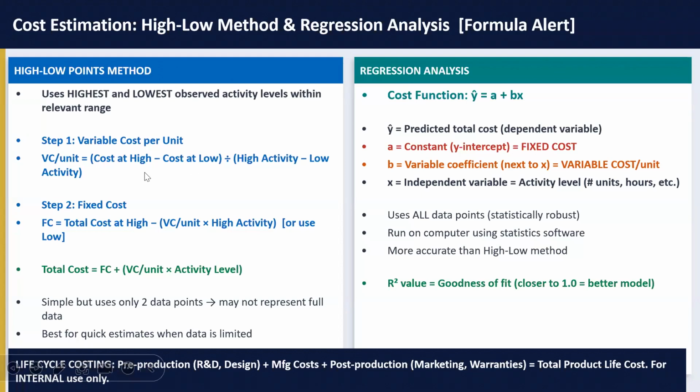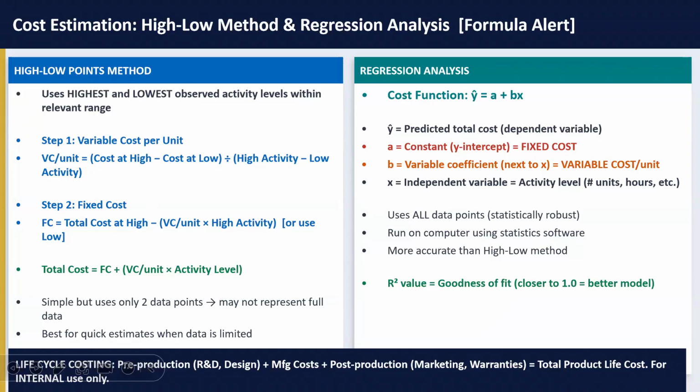At that point of time, how do you calculate? First up, you will have to calculate the variable cost per unit. How to calculate? Among the 10 months of data given to you, find out the highest cost or highest value, minus the lowest cost among the data given. Then you will divide it by the units, the units with respect to the highest level minus the units with respect to the lowest level. If you solve this, you will get the variable cost per unit.